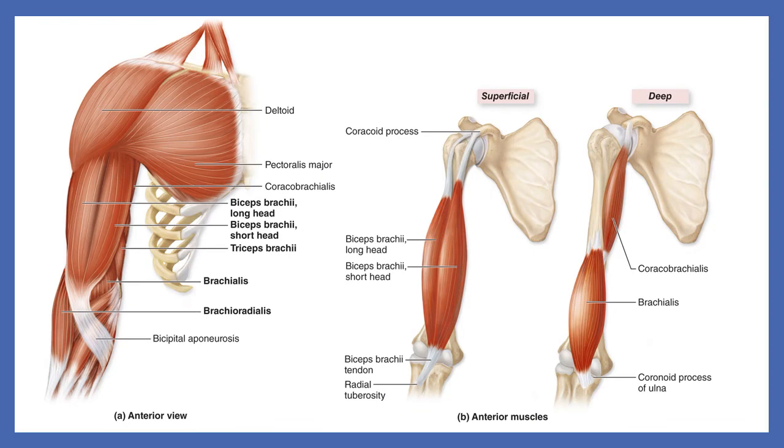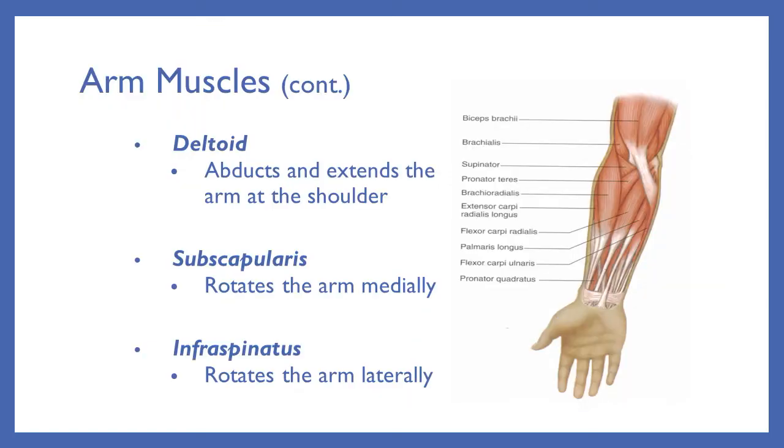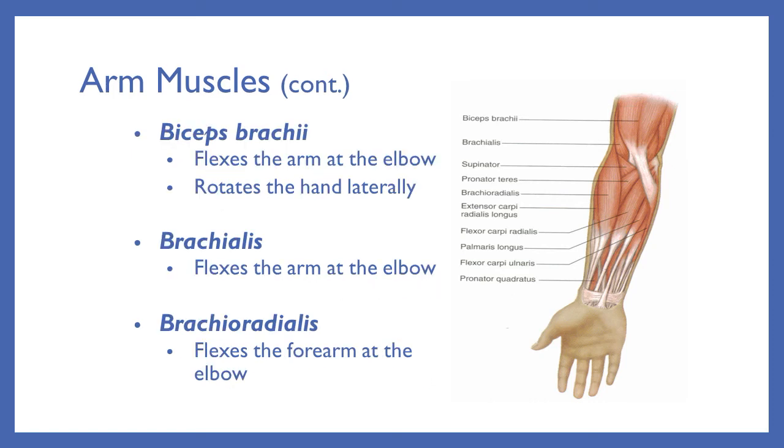Headed down the arm, we have the deltoid, the subscapularis, and the infraspinatus, the biceps brachii, brachialis, and the brachioradialis. Now those guys, you don't have to, for lecture, memorize the individual actions. Just know that those are in the arm.